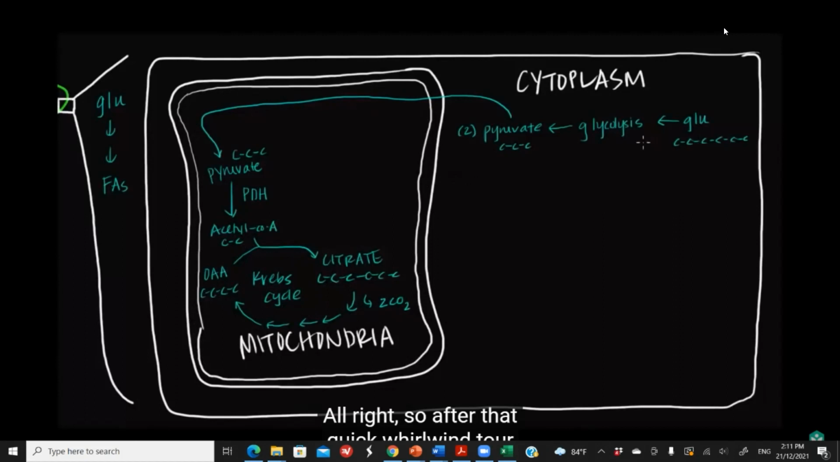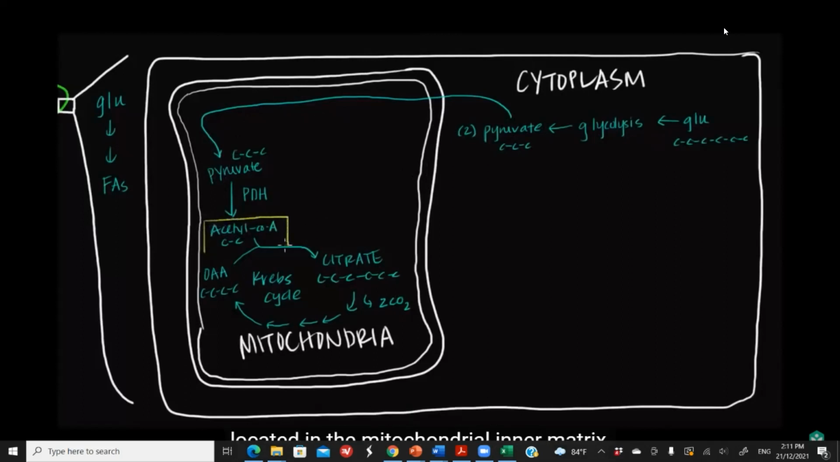All right, so after that quick whirlwind tour of the breakdown of glucose, you might be wondering, where do we convert glucose into fatty acids? It turns out that one of the intermediates of the breakdown of glucose, which is acetyl CoA, this 2-carbon molecule located in the mitochondrial inner matrix, is a precursor for fatty acid synthesis. And we're going to go through all of the steps.